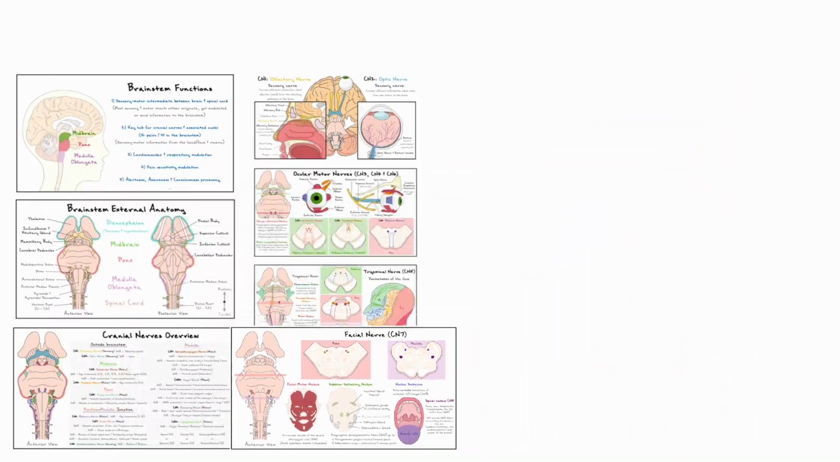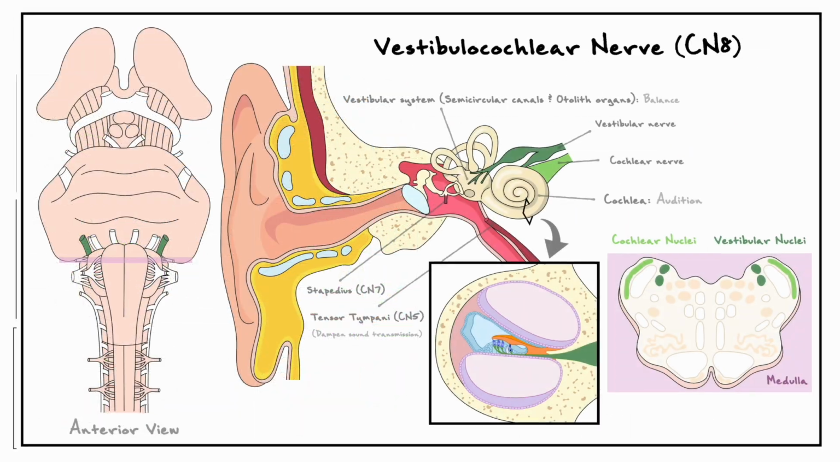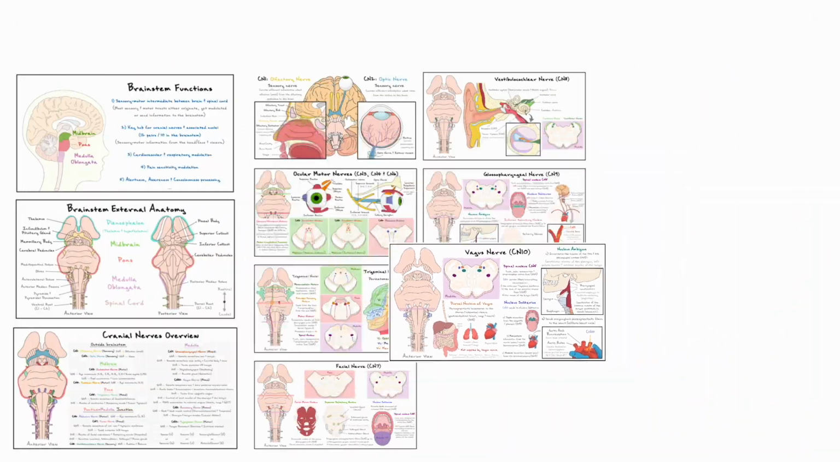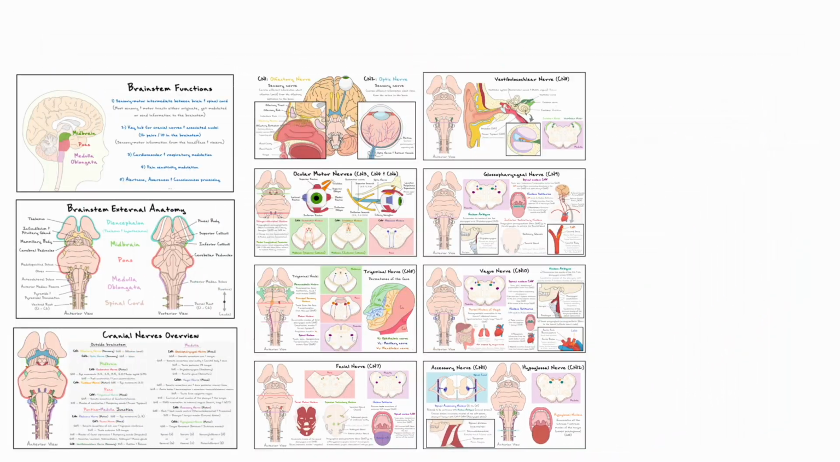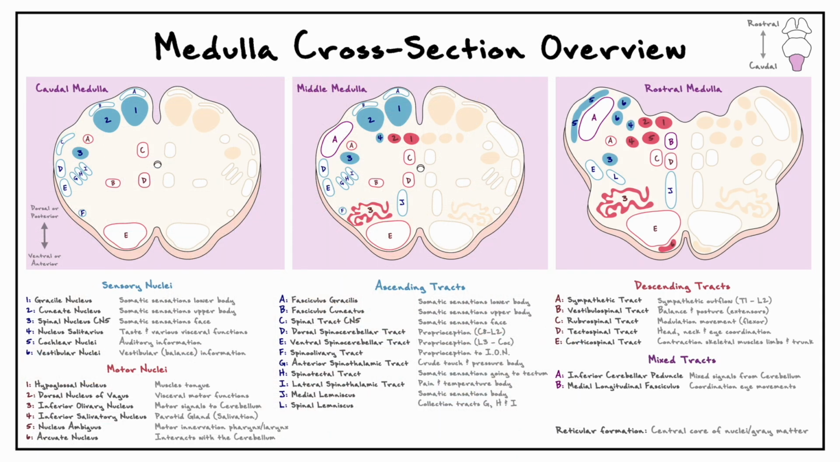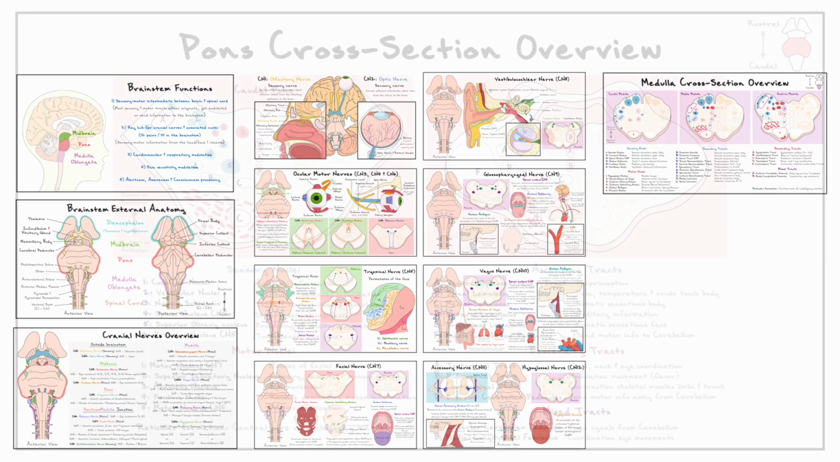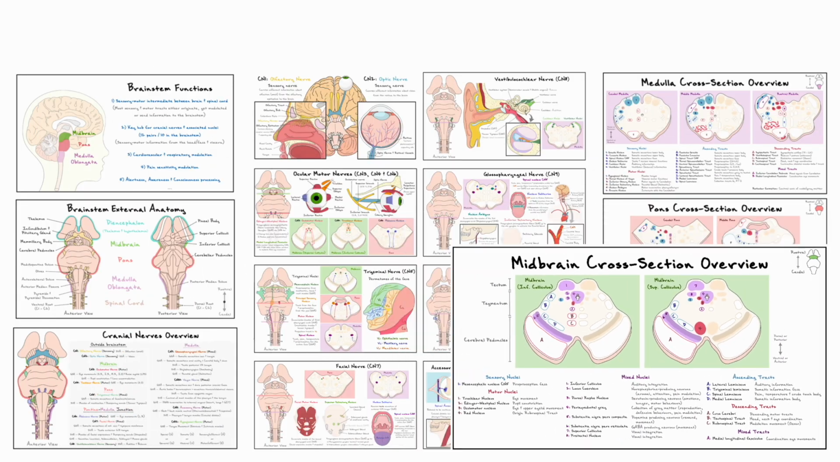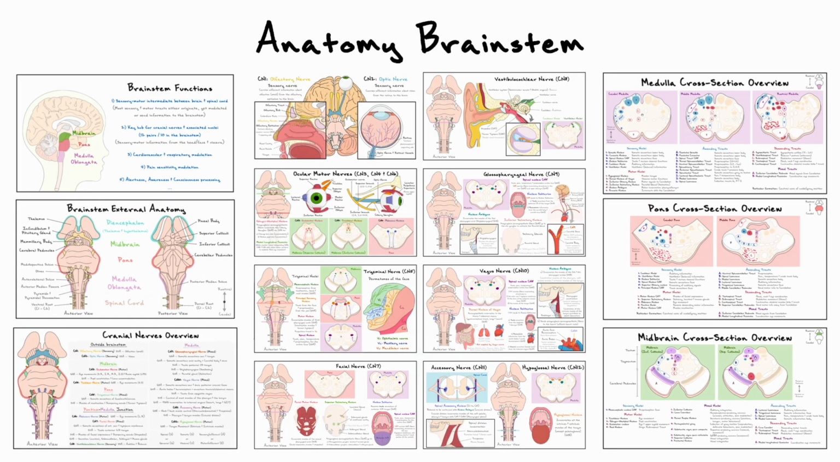In these discussions, we mostly focused on the associated nuclei and their respective functions without bothering too much about their courses in the body. Finally, we discussed the gray and white matter divisions in the cross-sections of the medulla, pons, and midbrain. This concludes our discussion on the brainstem, and this means we are ready to move on to the next portion of the central nervous system.